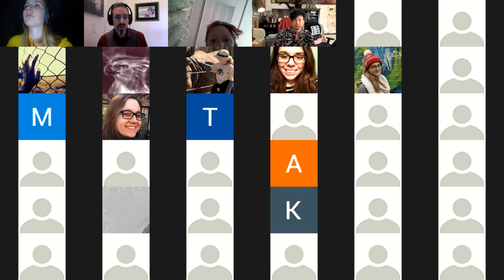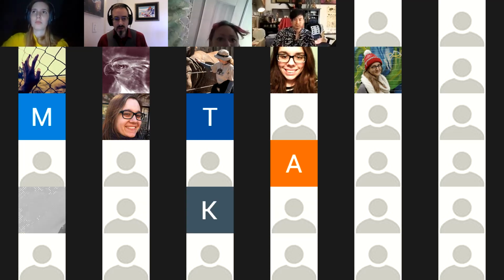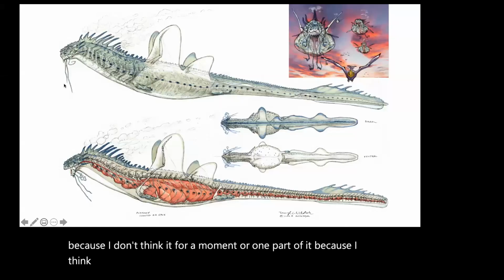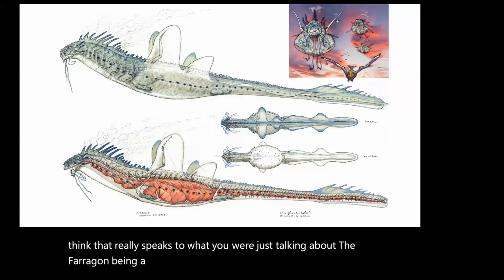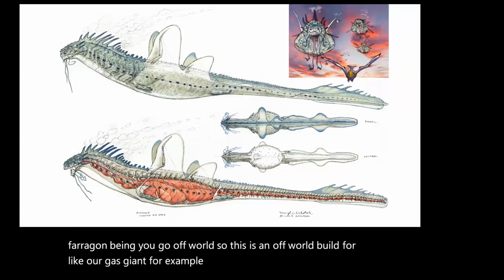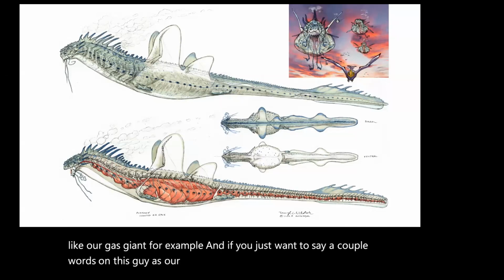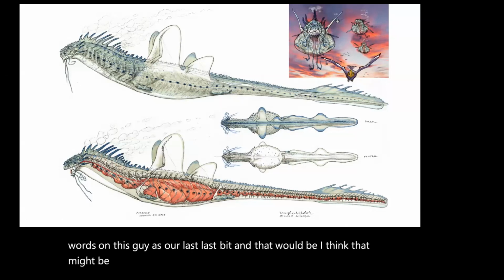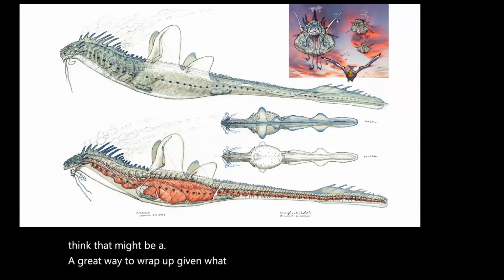I think that's a spectacular answer. And what I'm going to end with here, I'm actually pulling up our presentation from last year, because I think it, for a moment, or one part of it, really speaks to what you were just talking about, the Etheragon being, you go off world. So this is an off world build for our gas giant, for example. If you just want to say a couple of words on this guy as our last bit, that would be a great way to wrap up, given what you just responded with.